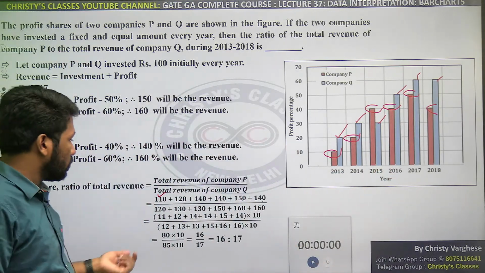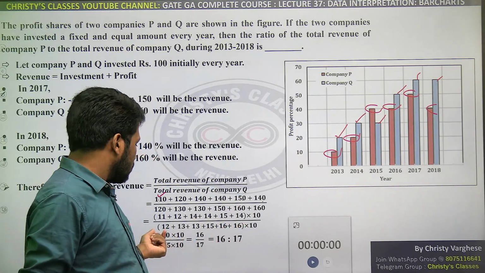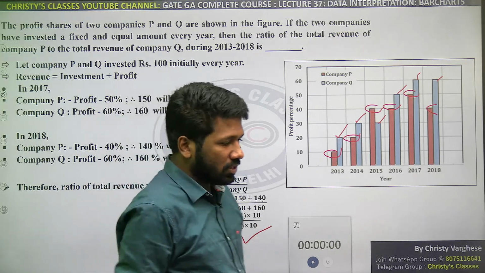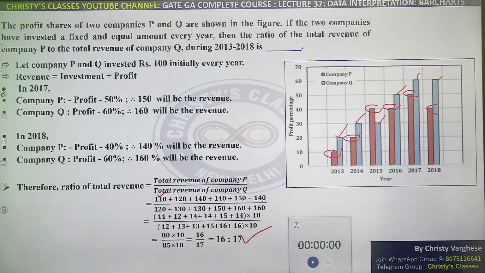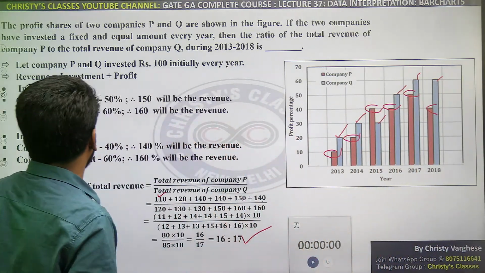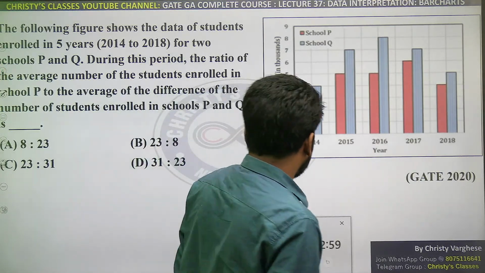If you have any doubt, go through this. So, in the ratio, the common 10 you can cancel out. When you simplify it, you will get 16 by 17. All of you understood this? Once you understand the question, it is not very difficult. Understanding the question may take some time and may need more practice. So try the next question, please.